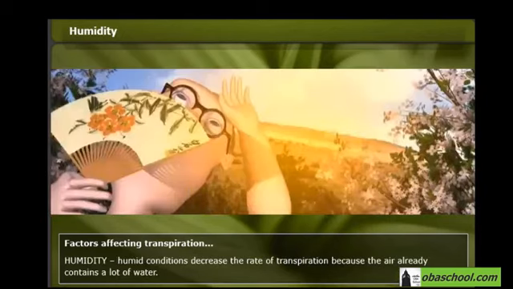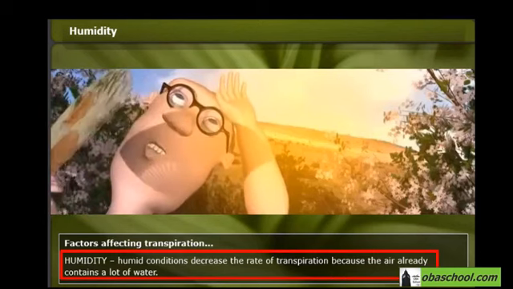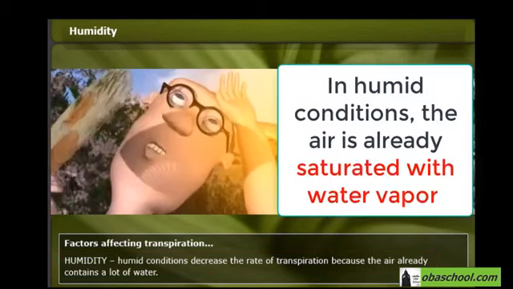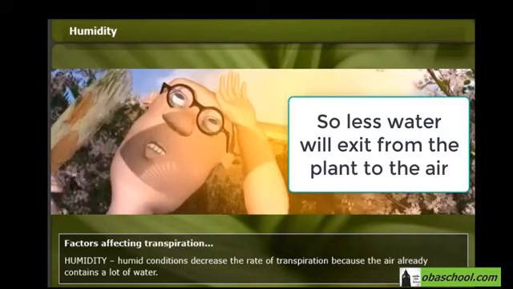Furthermore, humidity or humid conditions decrease the rate of transpiration because the air is already saturated with a lot of water. So if the air contains a lot of water vapor, less water will exit from the plant to the air, and so the transpiration will decrease.